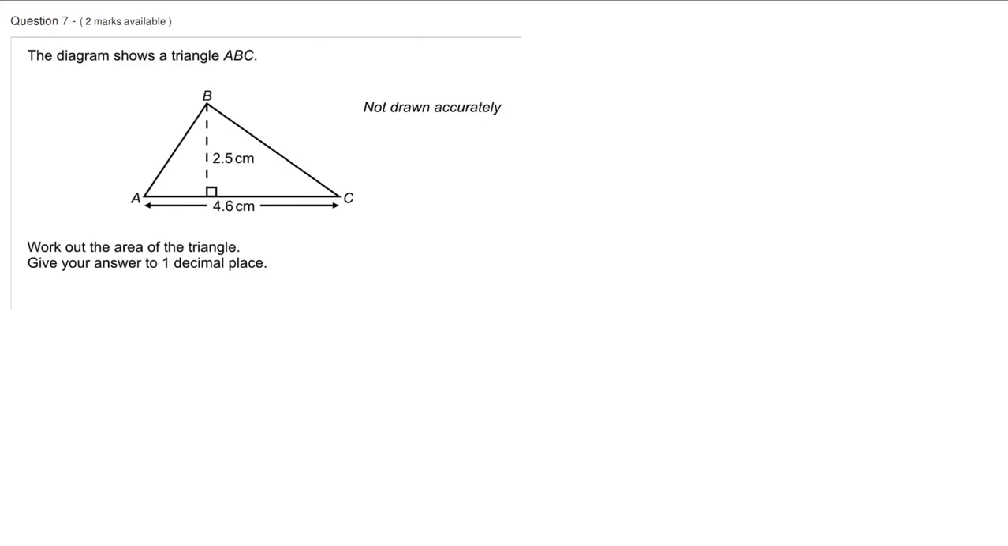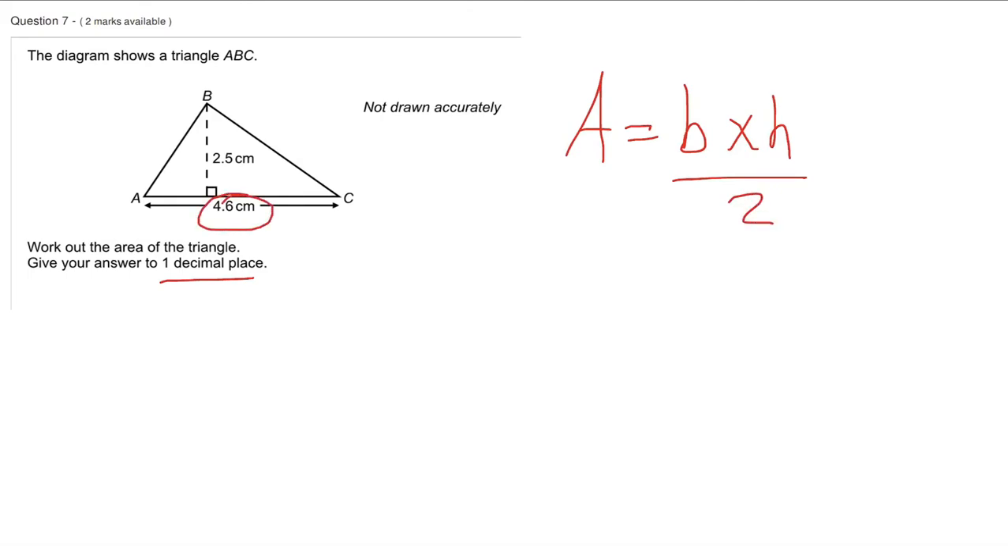Now moving on to question 7. The question has asked us to find the area of the triangle, and we are giving our answer to 1 decimal place. So we need to write out the equation to find the area of a triangle. So that's area is equal to base times height divided by 2. The base is 4.6 centimeters. The height is from the base to the highest point of the triangle, but if the triangle was drawn the other way, it would be from the base to the lowest point of the triangle. And in this case, it is 2.5 centimeters.